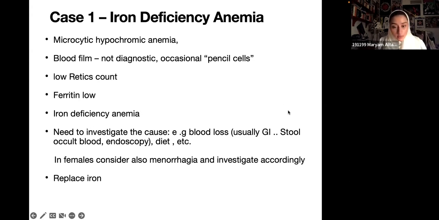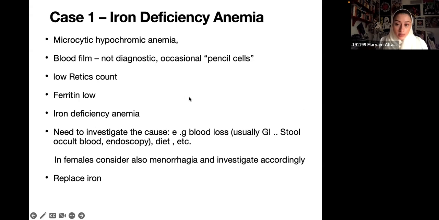So usually GI blood loss, maybe they have an ulcer in their stomach that's bleeding over a long period of time. You guys are going to learn more about that in GI, inshallah. And in females, consider menorrhagia, or very heavy menstrual bleeding. And so the way you treat this is to replace iron.